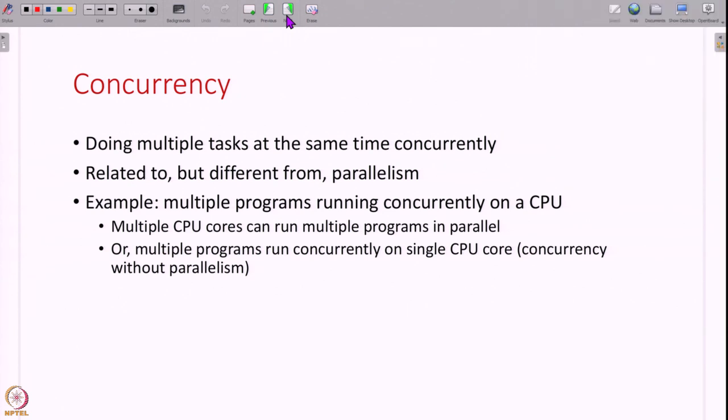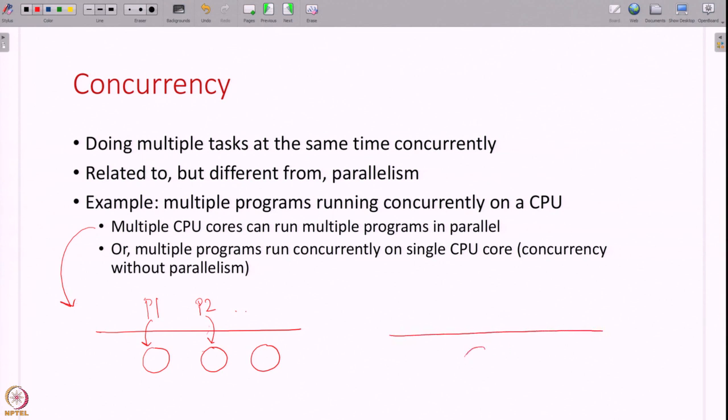So for example, if I am running multiple programs on my computer, and if I have multiple CPU cores, and I have process P1 running on one core, P2 running on another core, they are all running in parallel. That is parallelism. On the other hand, if I only have a single core, and on one core I run multiple processes P1, P2 in a time sharing fashion, that is called concurrency. So this is concurrency without parallelism.